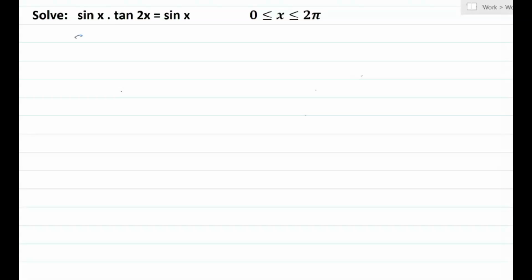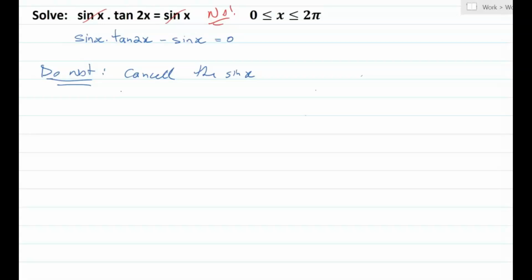So here, sine of x times tan of 2x, we're going to bring the sine x to the left side and set that equal to 0. Here's a common mistake. Do not cancel the sine x. So don't do this. No, never. You cannot get rid of one of the factors like that. That's illegal. Okay, so we have to go through it this way.